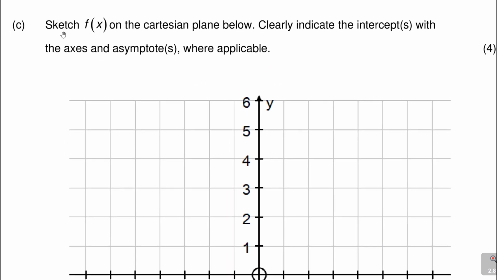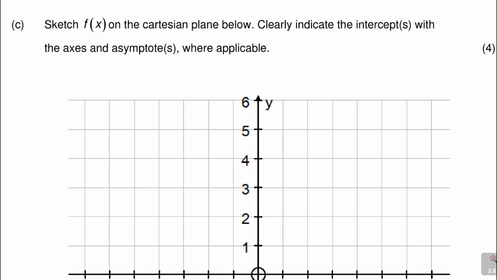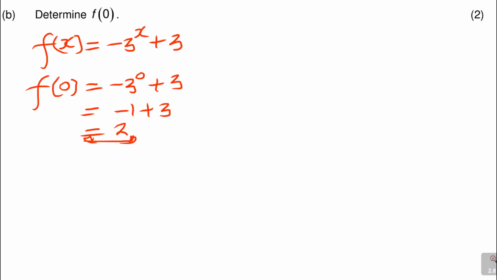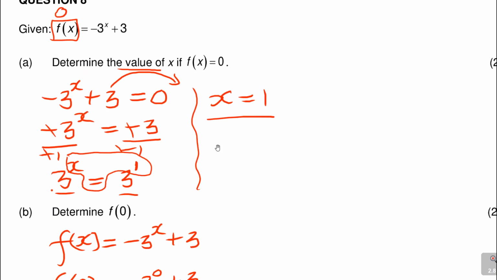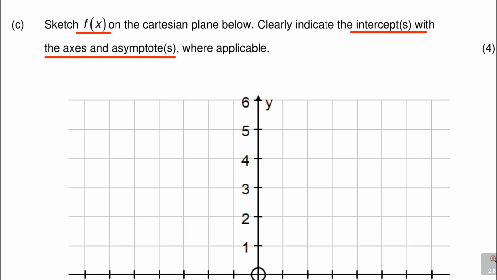Now C, so it continues. Sketch f of x on the Cartesian plane below, and clearly indicate the intercepts with the axes and the asymptotes where applicable. We're going to come back to that. It's 4 marks. Which one are we sketching? F of x. They gave us minus 3 to the exponent x plus 3. So let me write it down: f of x is equal to minus 3 to the exponent x, plus 3. We are sketching that.